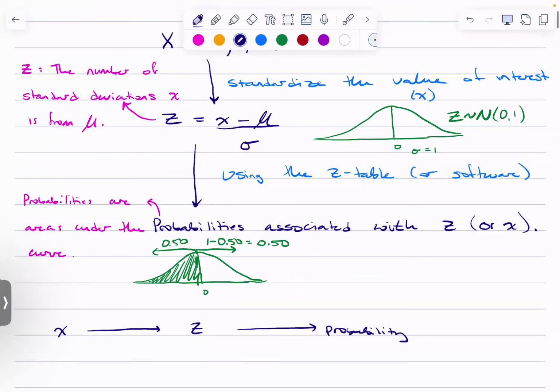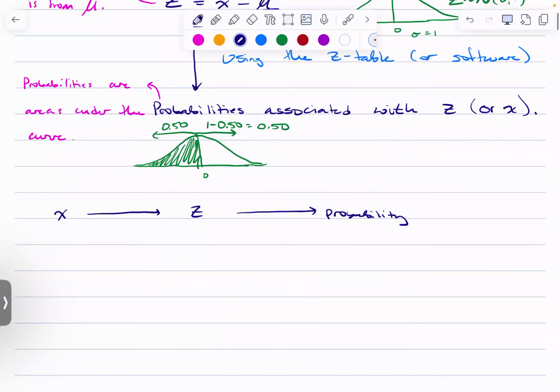This is just the same kind of linkage that I've shown up above, but just briefer. To get from an X to a Z, you calculate Z as X minus mu over sigma. And to get from a Z to a probability, you use the Z table, which is the one you have.